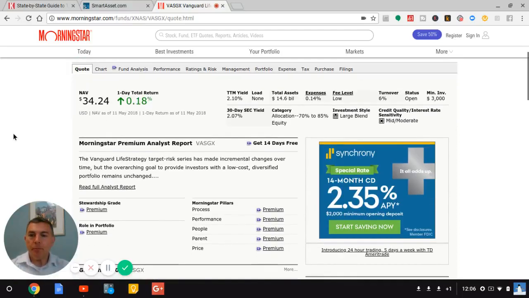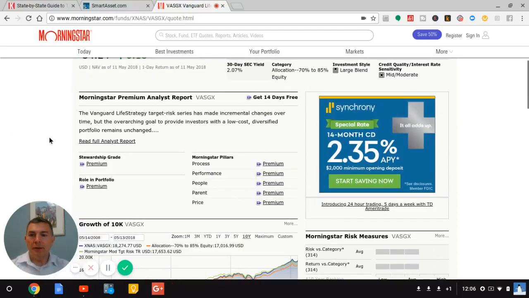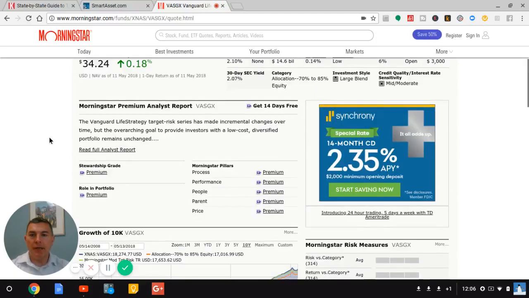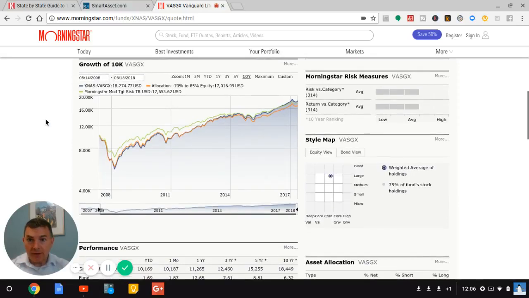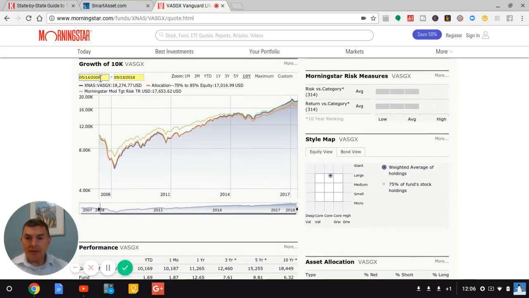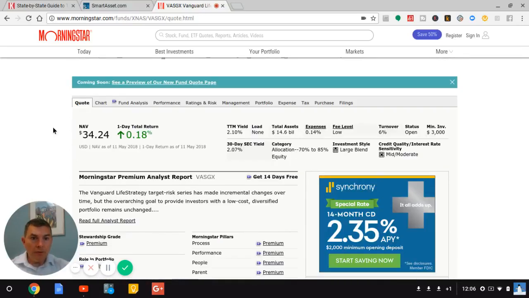All right, so what else do we want to look at? They gave us a little analyst report. This is what we got paid for. And this just gives us performance over, how far can we go back? This is the first time I've looked at this for a while. Over the last 10 years, actually, I blew over this part right here.